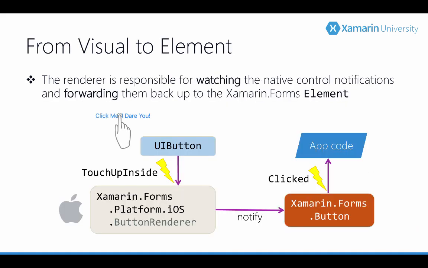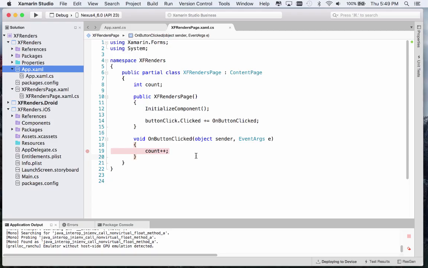The second job of the renderer is to manage the notifications from the native UI control that it created and forward those notifications up to the element. As an example, if you tap on an iOS UIButton defined in Forms, the button renderer will handle the touch-up inside notification and pass that up the chain to the Xamarin.Forms button element, where your code can handle the clicked event. We can actually gain a little bit of insight on the rendering architecture by exploring a Xamarin.Forms application, or more specifically, setting breakpoints on the event handlers on our elements.